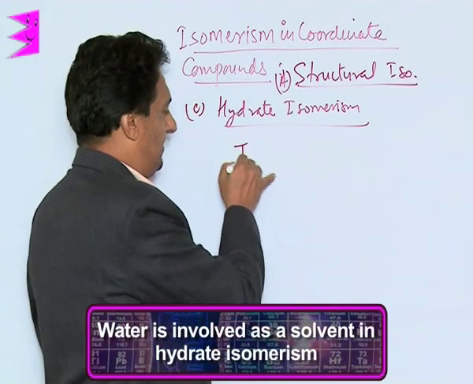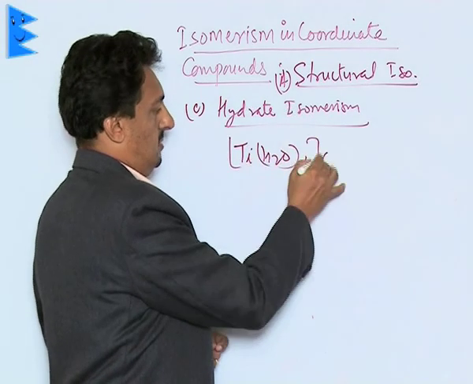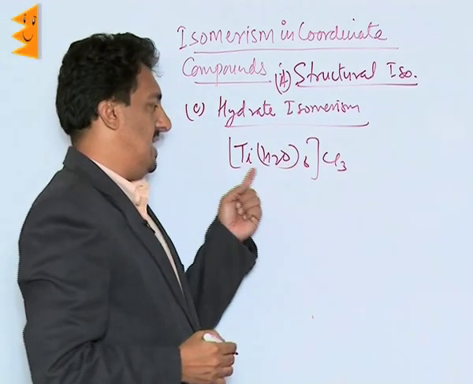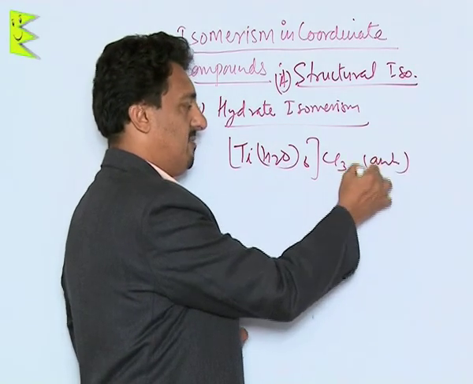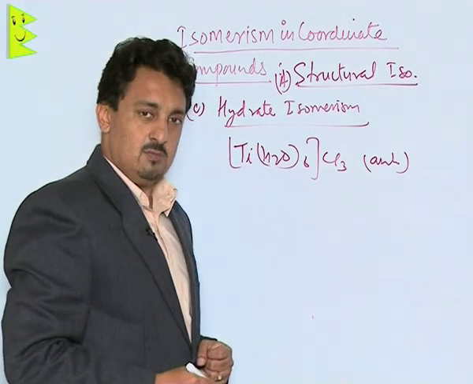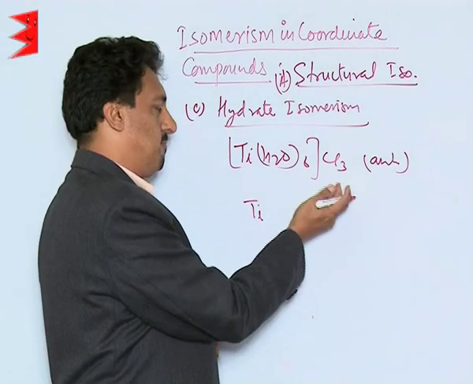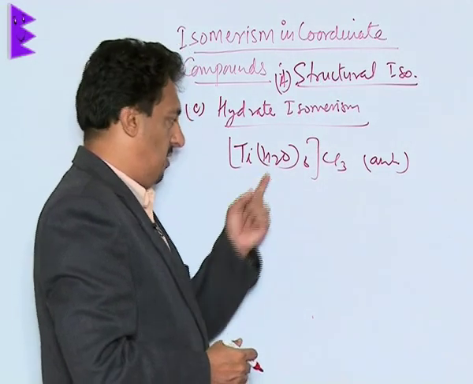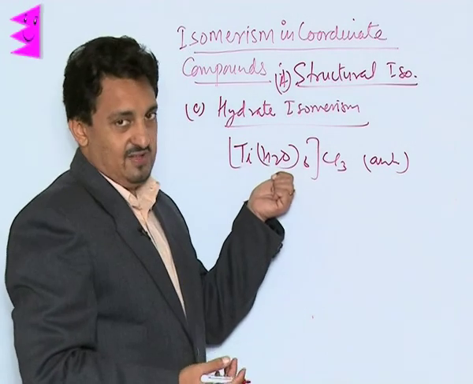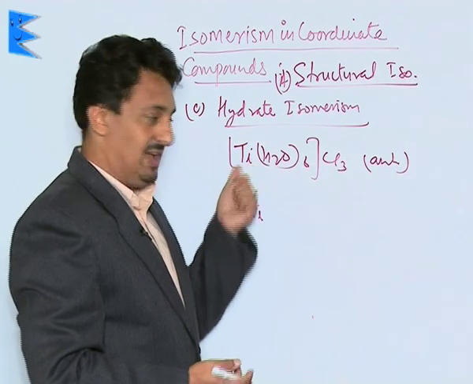Like we can take the example of this: hexaaqua titanium 3 chloride, and this is what we can call anhydrous because it is not having any water molecule present as water of crystallization. Now what we can do is put a chloride inside and put one molecule of water out, as the total number of ligands has to be 6. The primary valence and the secondary valency of the metal ion are kept the same.